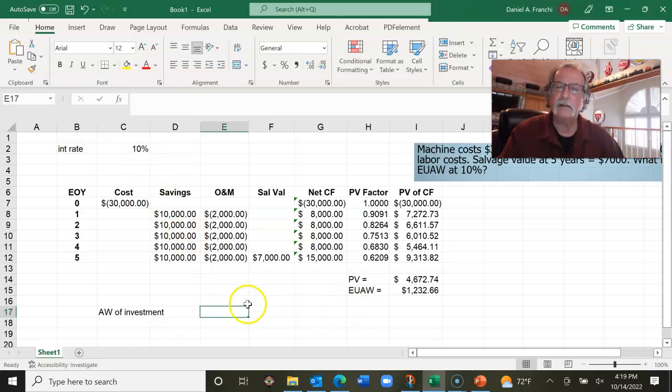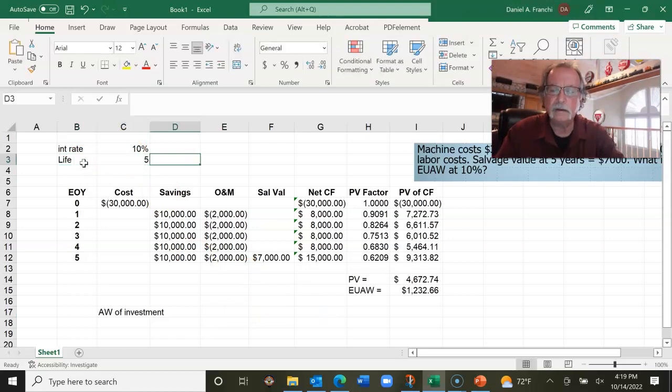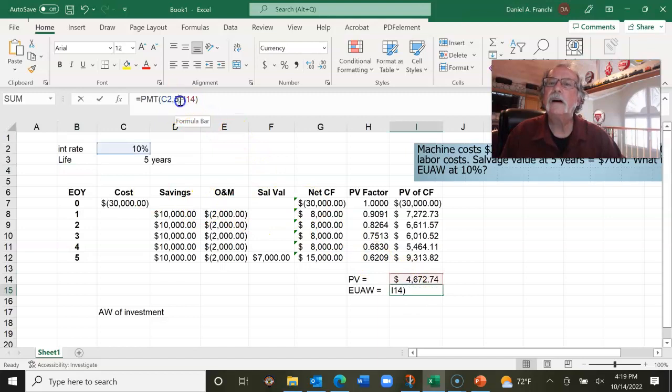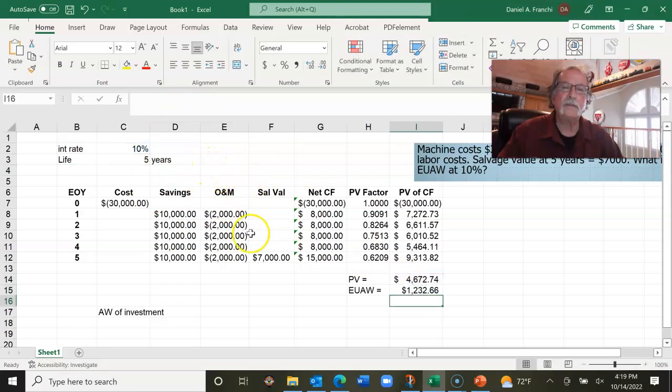Let me back out of here. Let me put in a life of 5 years. I like entering numbers one time, so instead of 5, we're going to have that. That way, if I want to change things around, it's real easy.